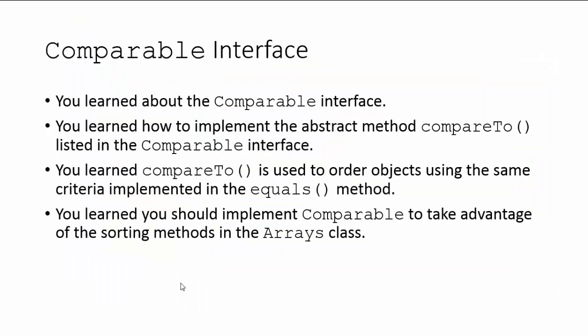In this tutorial, you learned about the comparable interface. You learned how to implement the abstract method compareTo listed in the comparable interface. And you learned compareTo is used to order objects using the same criteria implemented in the equals method. You learned you should implement comparable to take advantage of the sorting methods in the Arrays class.